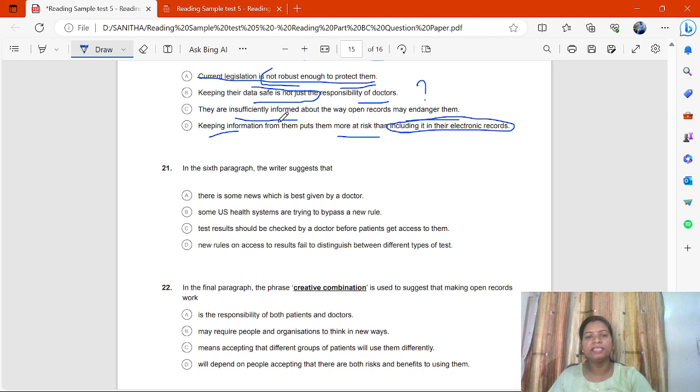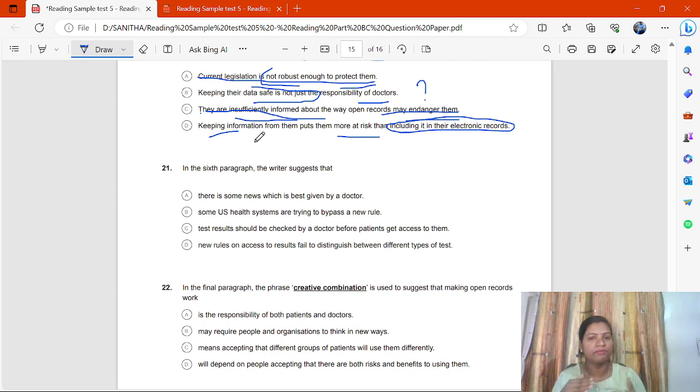They are insufficiently informed about the way open records may endanger them. But it is not discussing that they are insufficiently informed. Insufficient information means insufficient information is given to the patient about the way open records may endanger them. But it is not there anywhere.